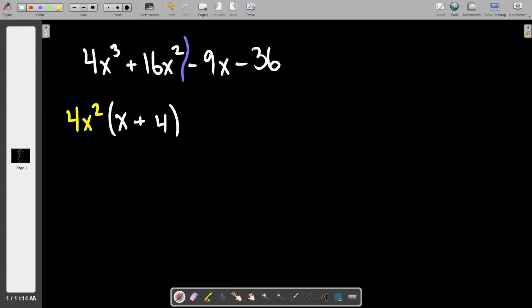Next step, bring down your minus. Now, what can I pull out of 9x and 36? 9. You can get out a 9. 36 and 9 are both divisible by 9, so I'm going to pull out a 9. What's left over if I pull out a negative 9? X, change the sign, 4. Got to change the sign when you divide by a negative. What's my first factor? And my second factor?